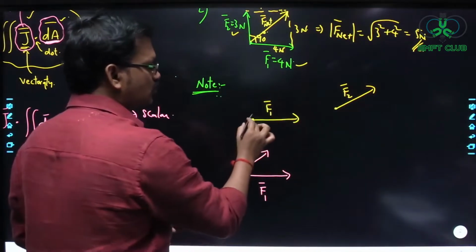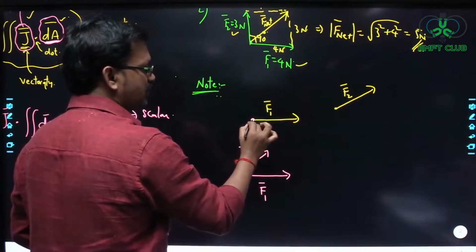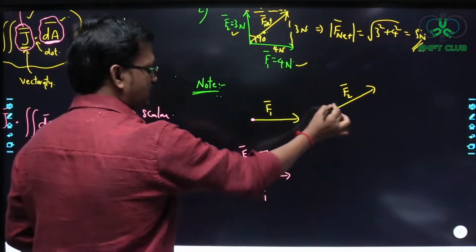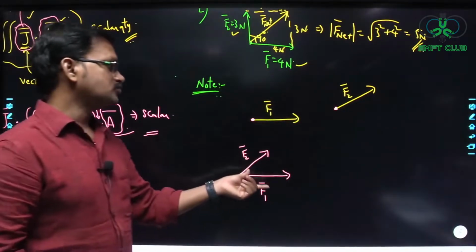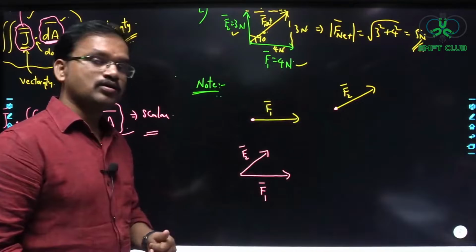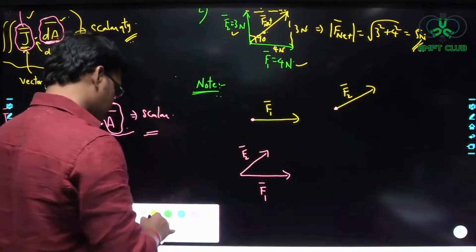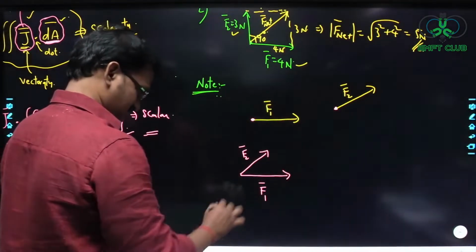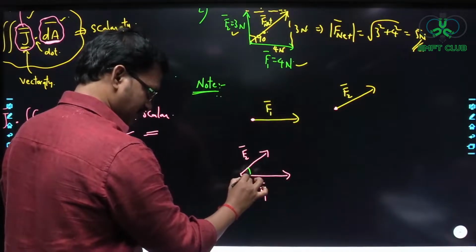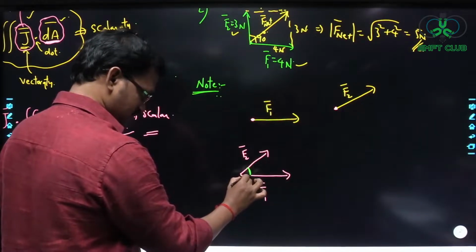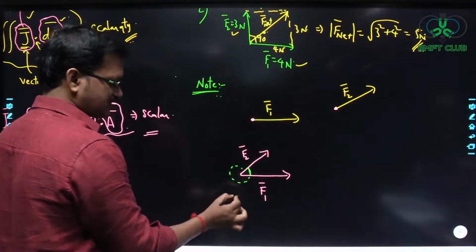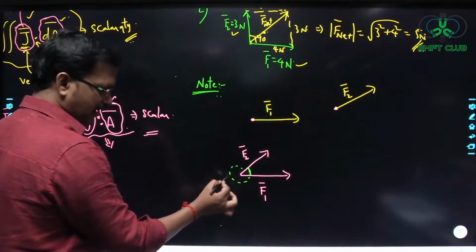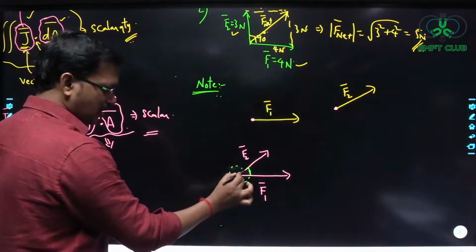First of all, you have to join the tails of f1 bar and f2 bar. Once you have joined f1 bar and f2 bar tail to tail, then you have to measure the angle. See, you can measure the angle like this, yes or no? Or you can measure the angle between f1 bar and f2 bar like this also. So this also gives you the angle between f1 bar and f2 bar, and this also gives you the angle between f1 bar and f2 bar.